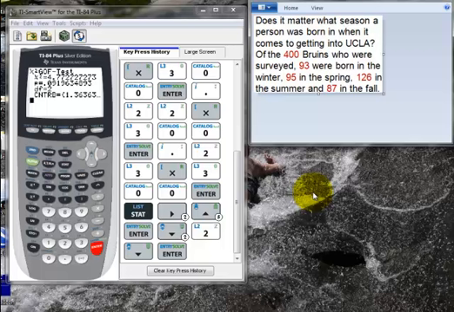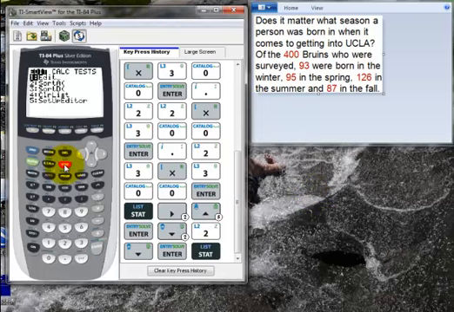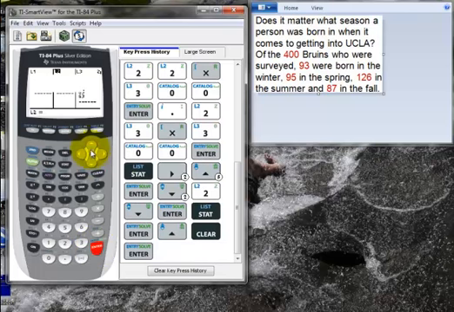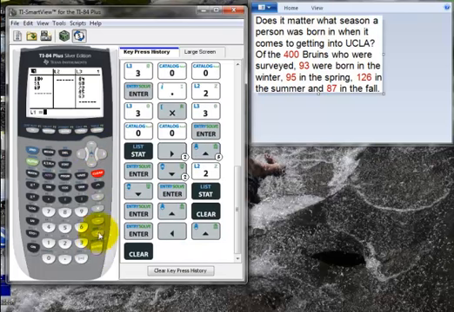Okay, so we're back in the calculator. And notice this is a goodness of fit test because we're testing to see if an unknown distribution, that's the distribution of Bruins in terms of the season they were born in, fits the uniform distribution, which is the known uniform distribution. So I'm going to go to Stat, Edit. I got to clear out L1 and L2. And let's put in the observed counts for each of the seasons.